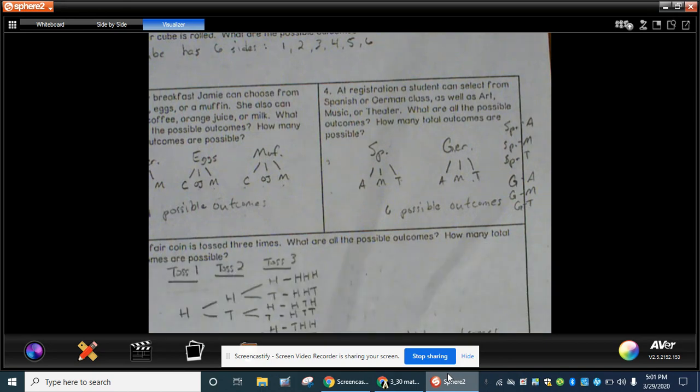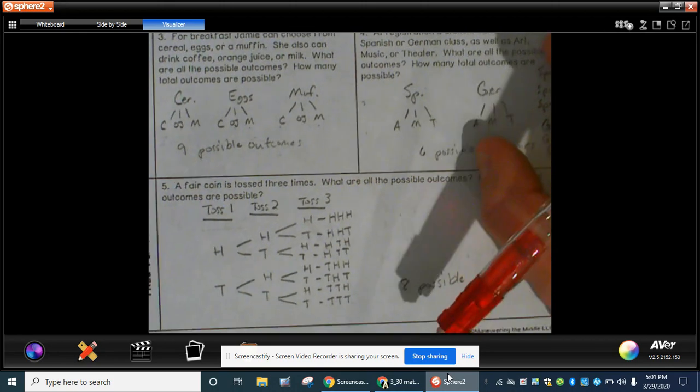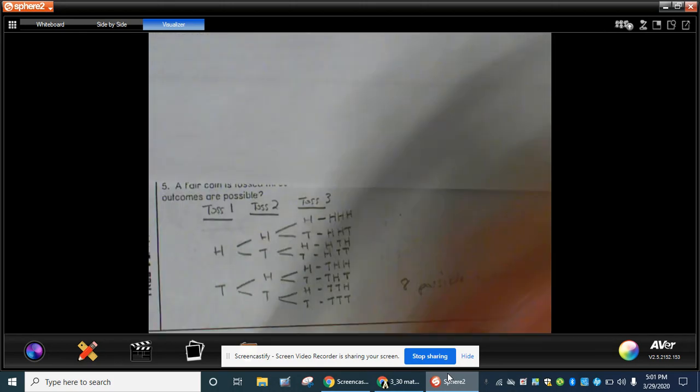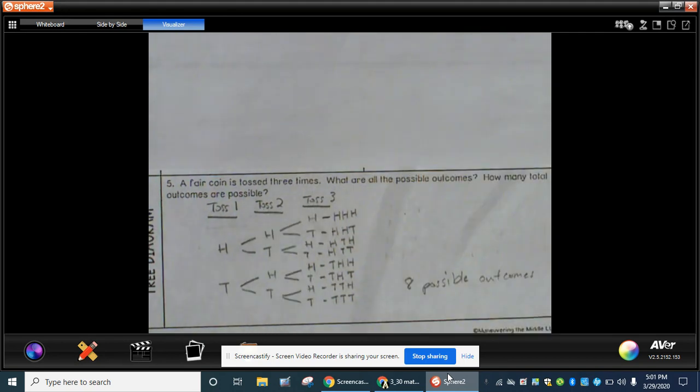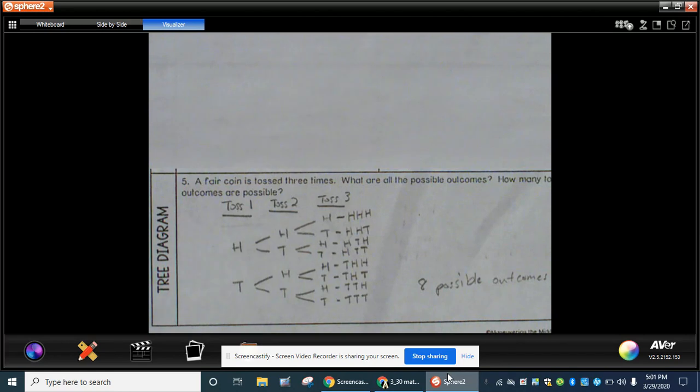Lastly, here's a tree diagram. This is a big one. I'm going to be tossing a fair coin 3 times. Now, this coin could be a quarter, a dime, a nickel, or a penny, as long as both sides are different, either heads or tails, then we're good to go. So I'm going to toss it. The first toss, I can either get heads or tails.